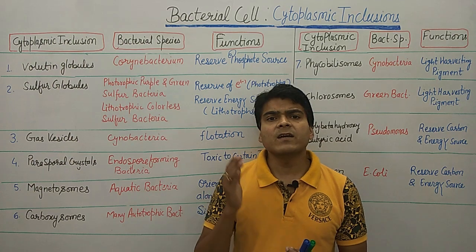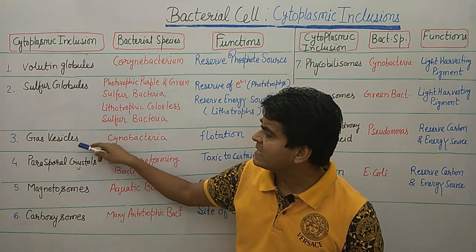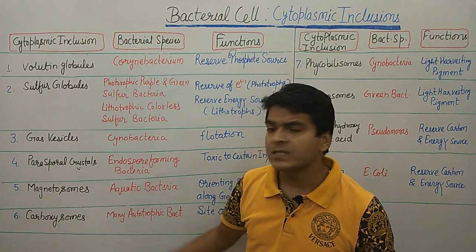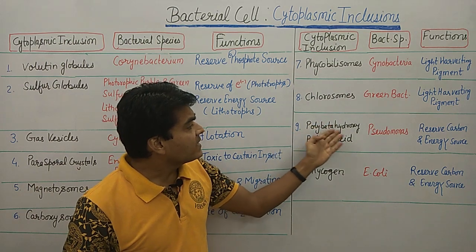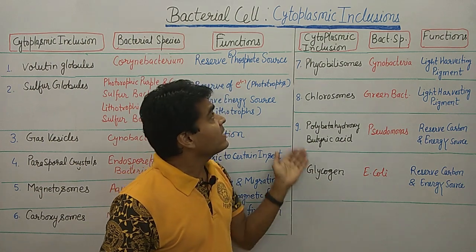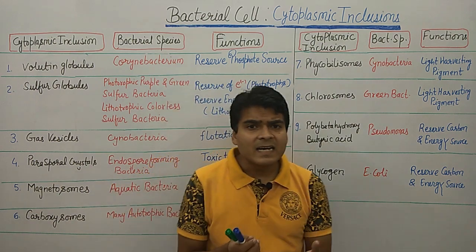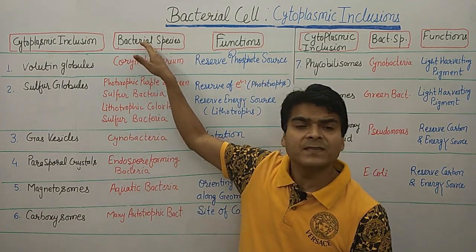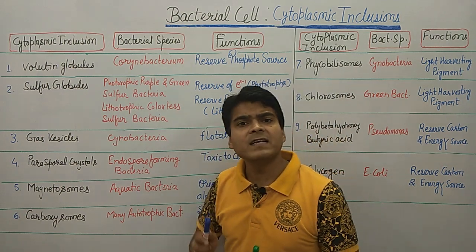Okay, here let's see which inclusions you will find, such as volutin globules, sulfur globules, gas vacuoles, parasporal crystals and magnetosomes and carboxysomes, as well as phycobilisomes, chlorosomes, polybeta hydroxybutyric acid granules and glycogen granules. So there are so many granules which we find in the bacterial cytoplasmic inclusion. One by one we will discuss the important aspects of each: in which bacterial species we find them and what their function is.